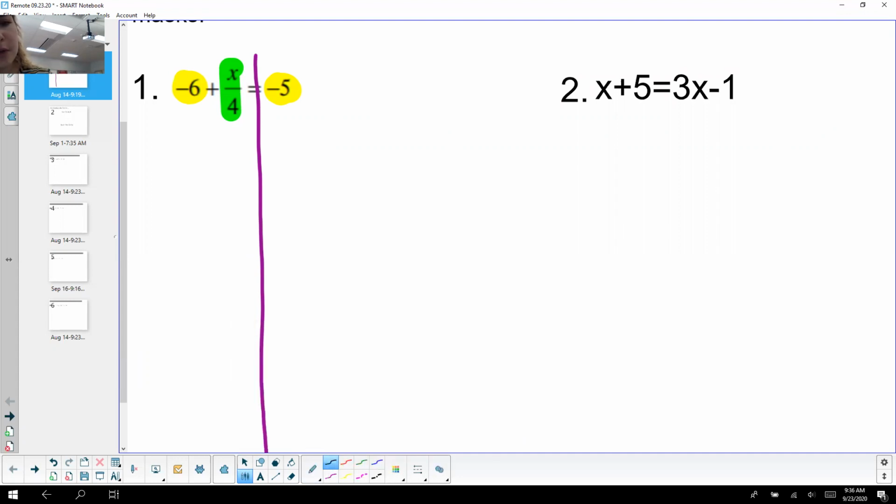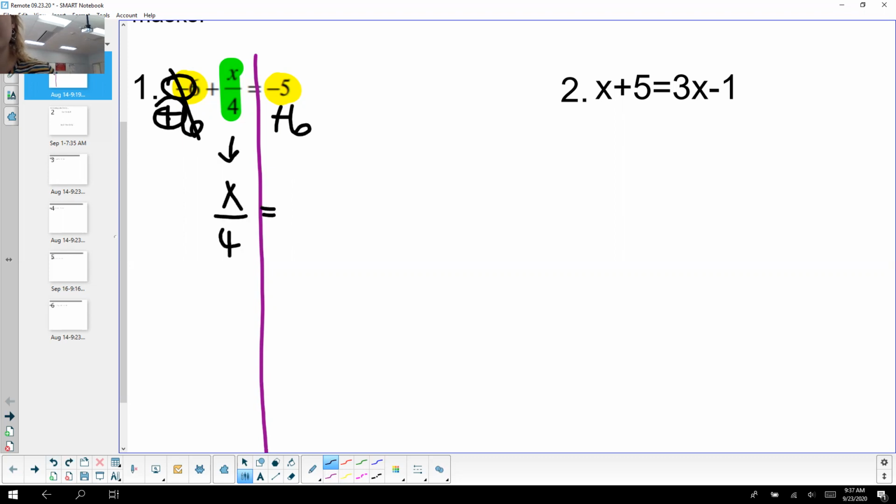So my first step is I'm going to go ahead and look at this -6. I need to move it over to the right side. So I'm going to go ahead and add 6 to both sides. And I'm doing that because a negative and a positive are going to cancel because I'm trying to move it over to the right side. So I'm left with x divided by 4 equals -5 plus 6. If you put that in your calculators, remember to practice putting stuff in your calculators. You've got -5 plus 6, that should give us +1.